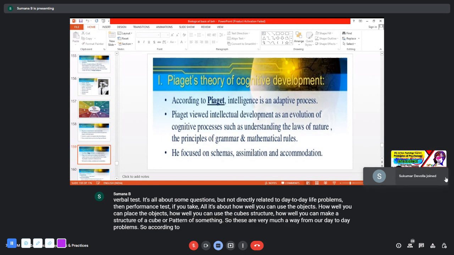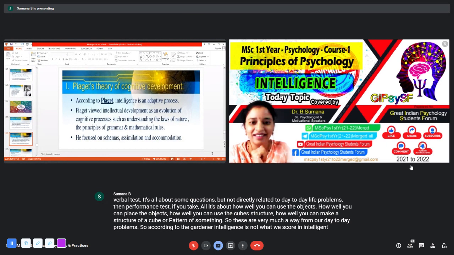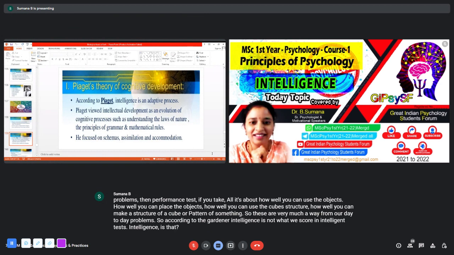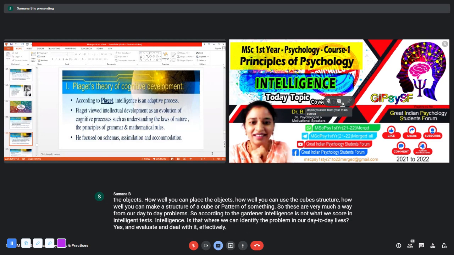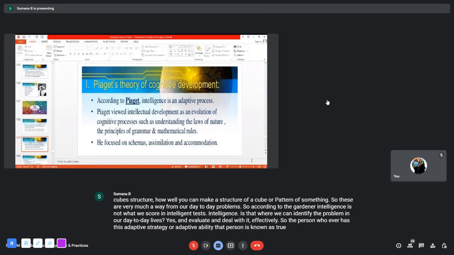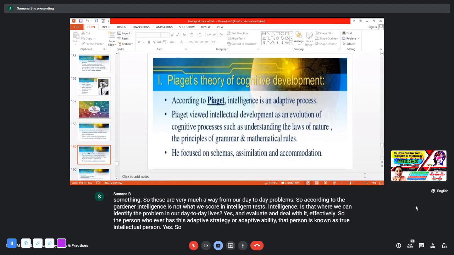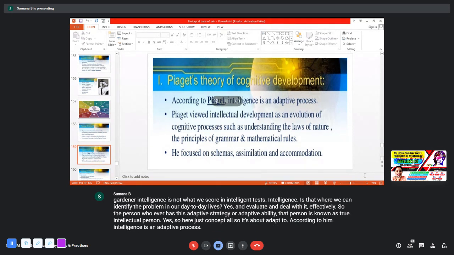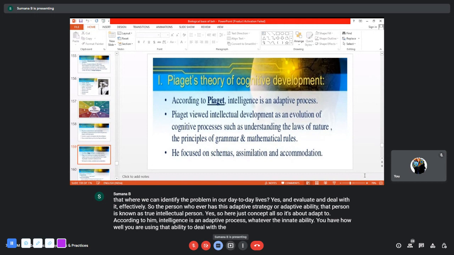So, according to Gardner, intelligence is not what we score in intelligence tests. Intelligence is where we can identify the problems in our day to day lives, evaluate and deal with them effectively. The person who has this adaptive ability is known as a truly intelligent person. Piaget's concept is also about adaptation. According to him, intelligence is an adaptive process: whatever innate ability you have, how well you use it to deal with day-to-day issues or the environment.